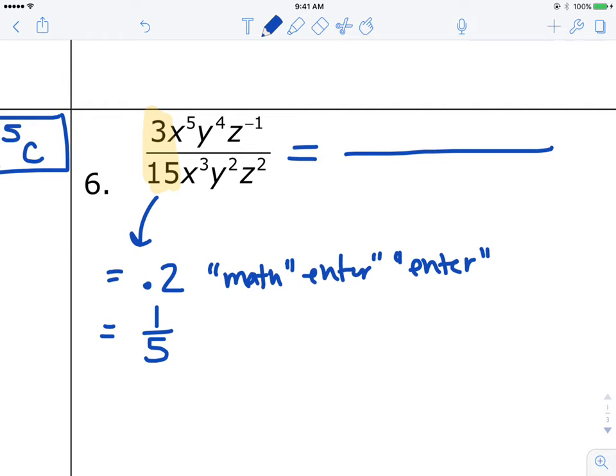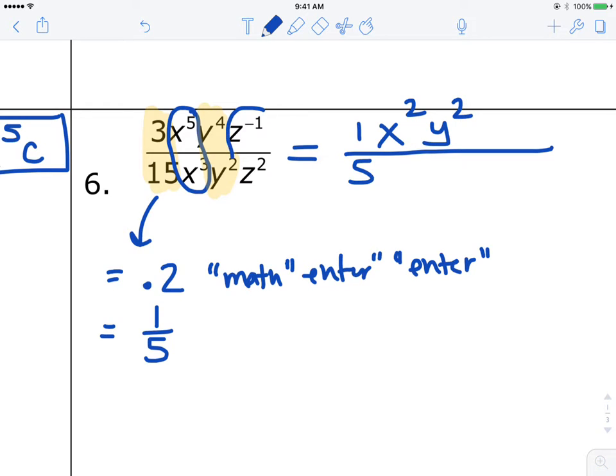Thank you. Okay, so we're going to do 1/5 here, and then we're going to look at our x's. All right, we've got x to the power of 5, x to the power of 3. Where is it bigger? It's bigger on the top. By how much? By 2. And then we look at our y's. Y to the 4th, y squared. Where is it bigger? Bigger on the top. By how much? Again, by 2.